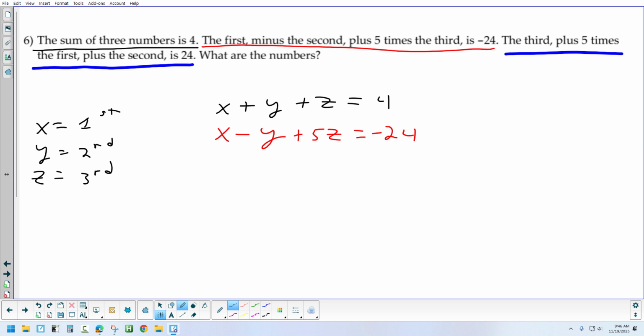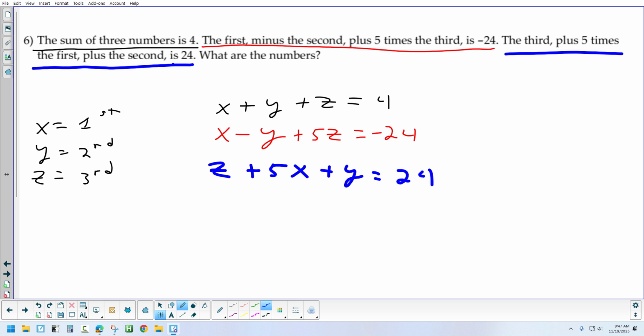So let's just go right in order. What's the third? z. So z plus 5 times the first, plus 5 times the first. Yep. Plus the second, plus y, is 24. Okay, so there's your equations.